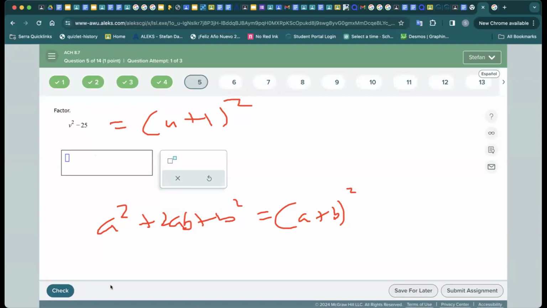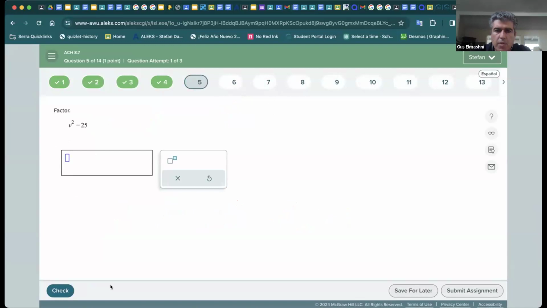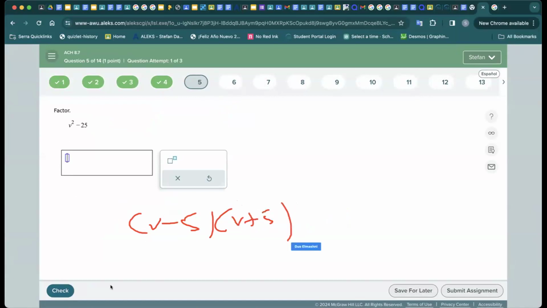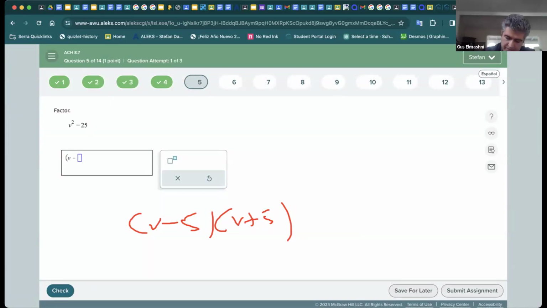Okay, so 25 would have to be by itself though, right? Yeah, so that's the difference of two squares. So V minus 5, V plus 5. Yeah, that's all. When it's a difference of two squares, that's all you write, right? Correct.